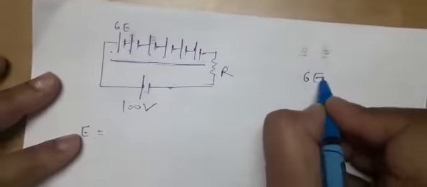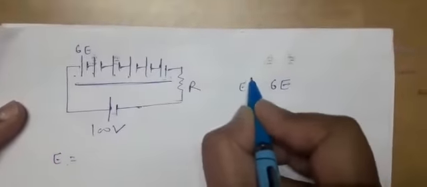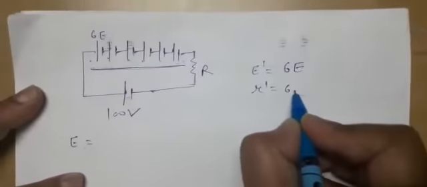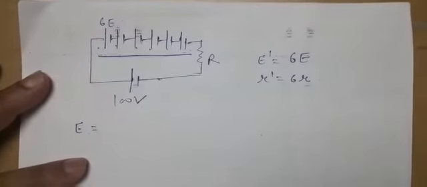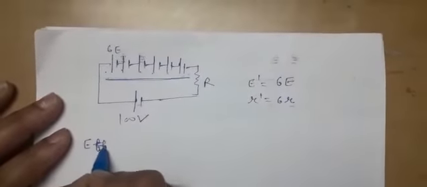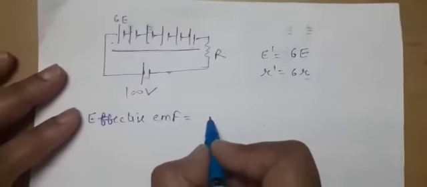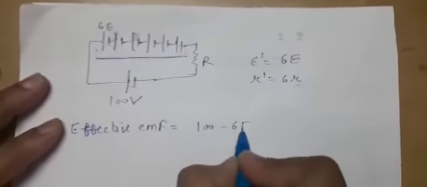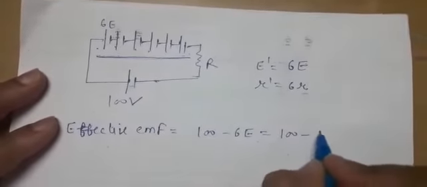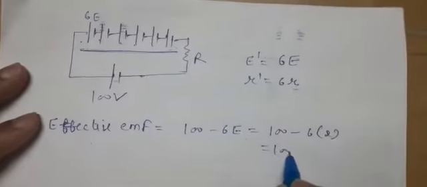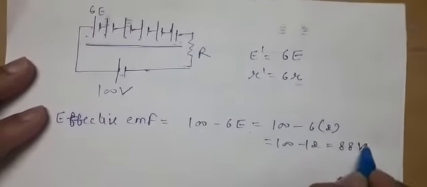So first of all, as per this, let me calculate the effective EMF. For these 6 all connected in series, what will be the combined EMF? 6E, if E is the EMF of each cell. The internal resistance of all 6 is 6r. So the effective EMF of the combination is equal to 100 minus 6E, and EMF of each cell is given to be 2. So it is 100 minus 12, it is 88 volt.